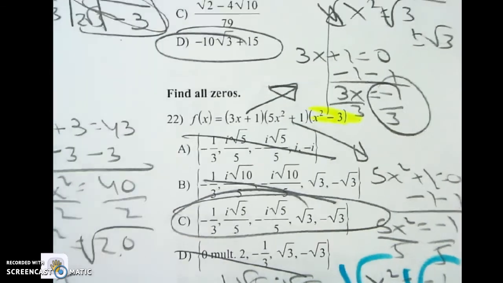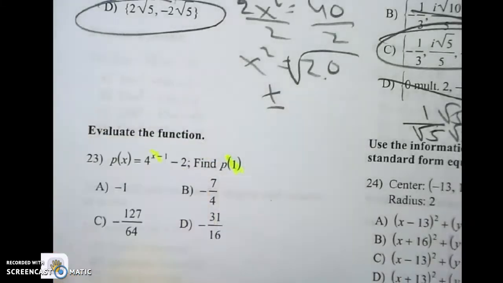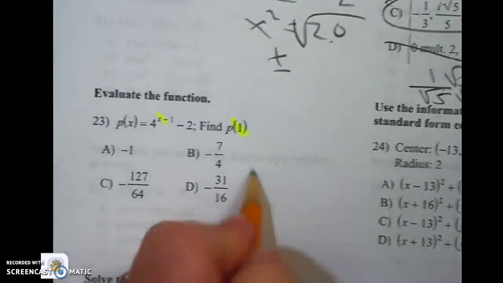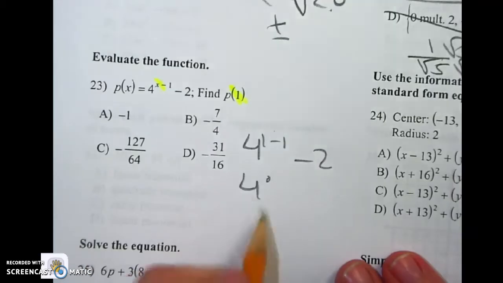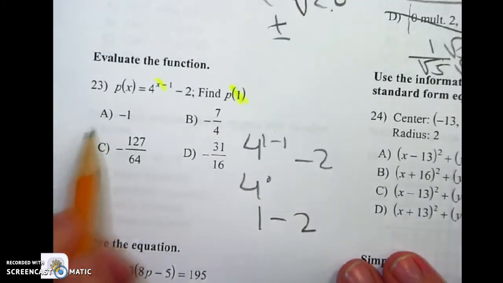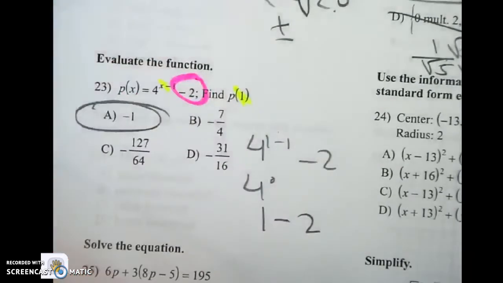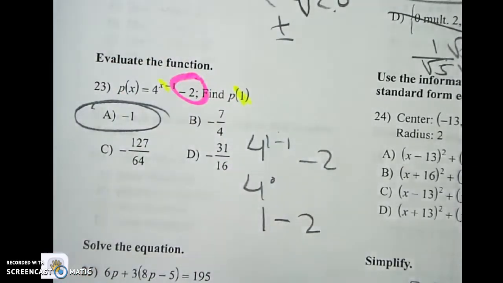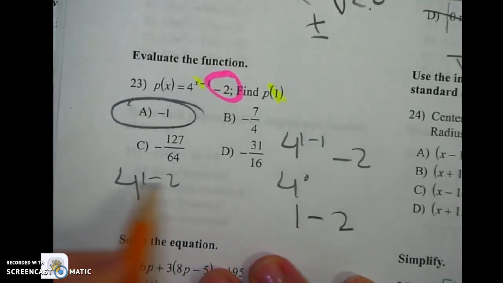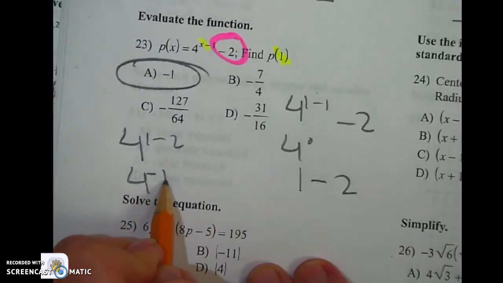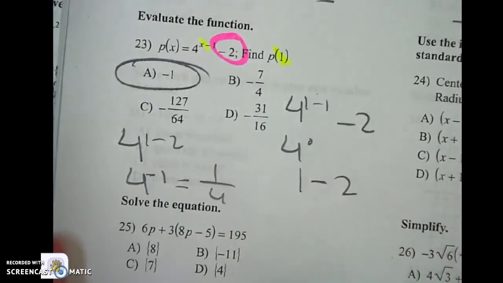Okay, let's go to number 23. So they're asking us to plug in 1. So it's 4 to the 1 minus 1 minus 2. 1 minus 1 is 0. Anything to the 0 power is 1. And 1 minus 2, negative 1. I would say be careful. I'm worried you're going to forget this negative 2, and then you're not going to find the answer at all. Okay. As a side note, if you ended up with 4 to the 1 minus 2, and it's 4 to the negative 1, that means it's going to be a fraction. And your calculator can help you with that.